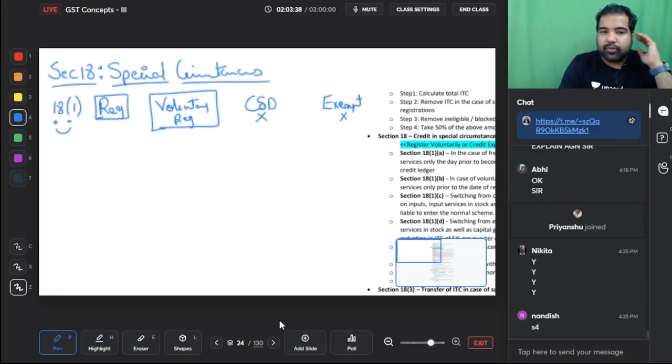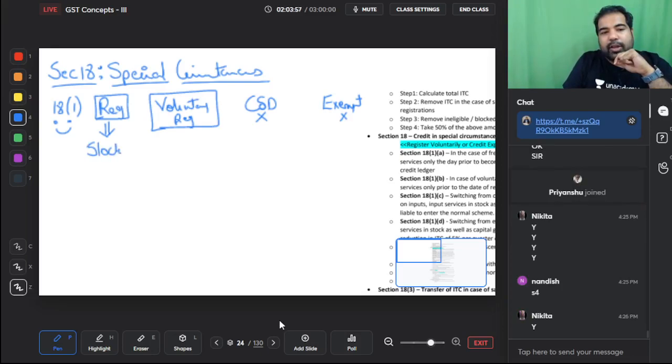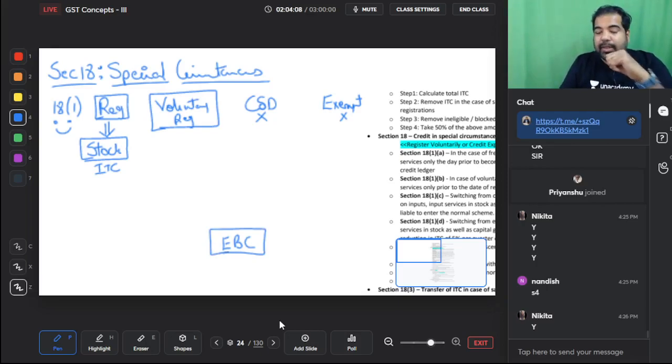So here it is, watch carefully. If you are getting registered because you were liable to register, then first find out the effective date. Within 30 days if you apply, your effective date will be the older effective date, and from the effective date, will you get credit on your stock? Yes, you will get ITC on your stock. So if you are an electric bike company and you are now getting registered today 27 Feb, then whatever batteries were in stock last night, you will also get credit of that from today.